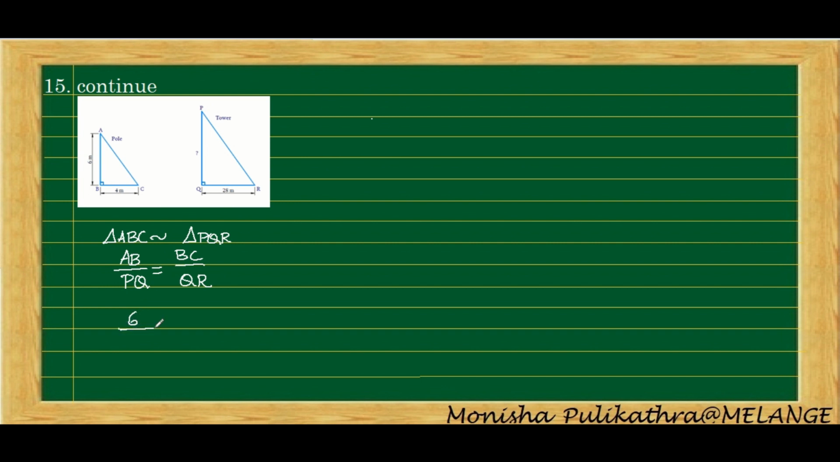AB is 6 divided by PQ, which we have to find out. Next, BC is 4 by QR is 28. So 4 ones are 4, 4 sevens are 28. Therefore, 6 by PQ is equal to 1 by 7. We can cross multiply: 6 into 7 is equal to PQ into 1.